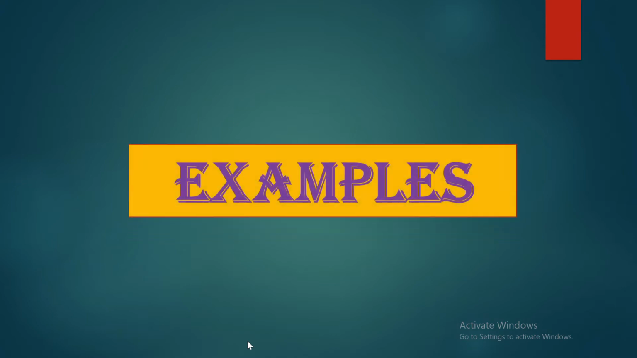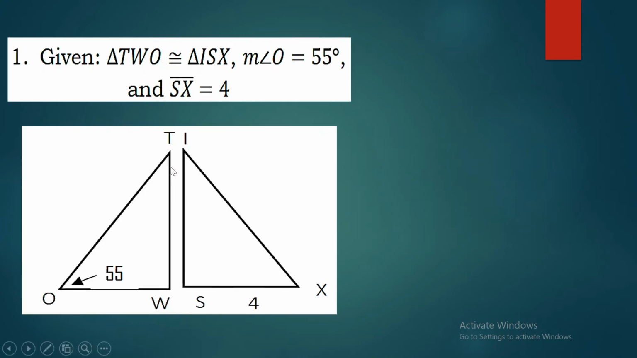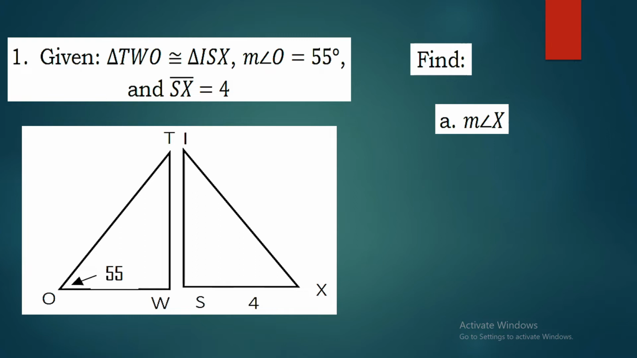Let us have examples. First, given triangle TWO congruent to triangle ISX, the measure of angle O is equal to 55 degrees and segment SX is equal to 4 units. Let us find first the measure of angle X. Now, to solve for the measure of angle X, we have to identify first its corresponding congruent angle on the other triangle.